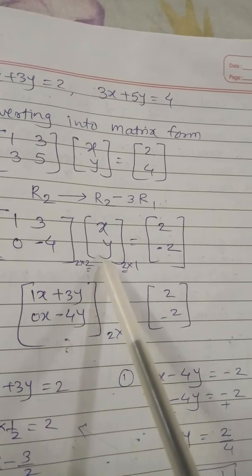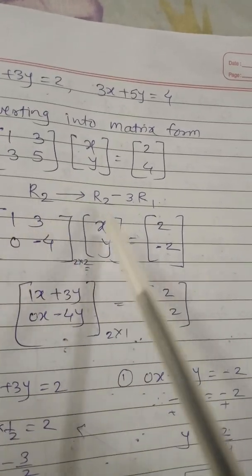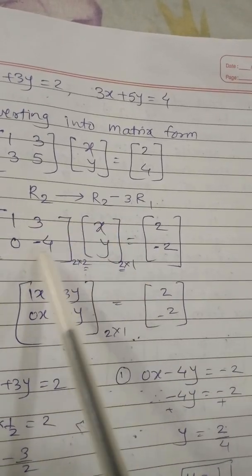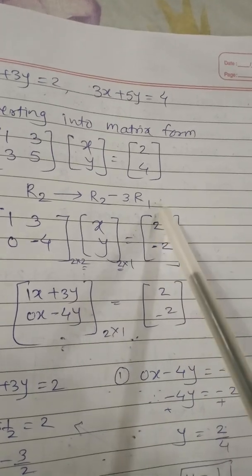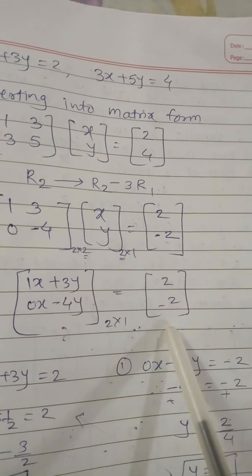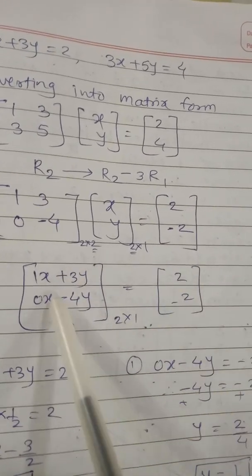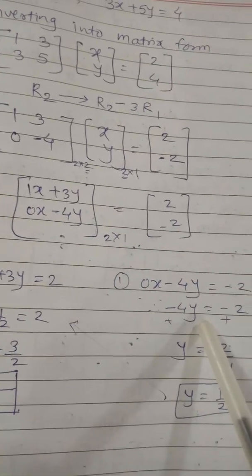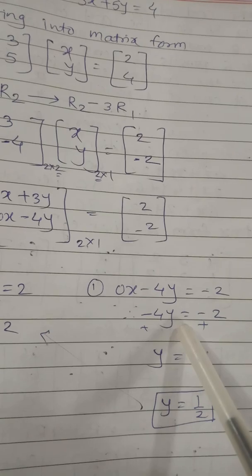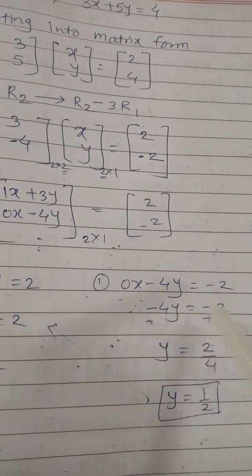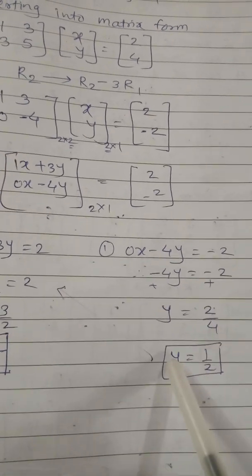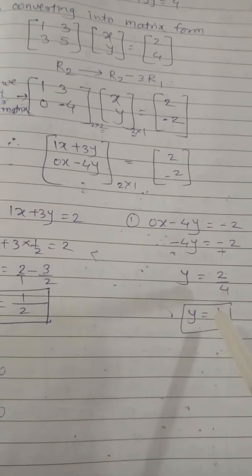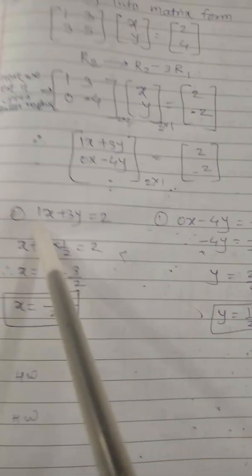By taking the product of these two, we get 1x + 3y, and next 0x - 4y, equal to this matrix. By equating these two matrices, we get 0x - 4y, you can only write -4y = -2. Minus minus become plus. So y = 2 by 4, so we get y = 1/2. Now we have to put this value, y = 1/2, in this equation.